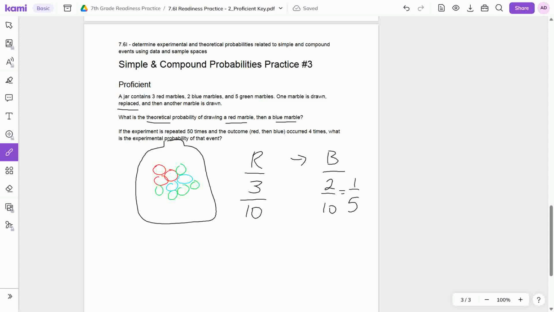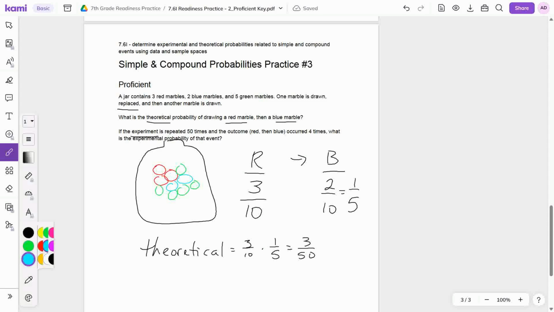So if the experiment is repeated 50 times, and the outcome occurred 4 times, what is the experimental probability? And so you see we're looking at the experimental probability and the theoretical probability. So let's do the theoretical first. All right, so that's going to be your 3/10 times your 1/5, and that's going to get 3/50. So you have a 3 out of 50 chance. It would have been 6 out of 100, but then we would have had to simplify to theoretically choose a red then a blue. Not very high.